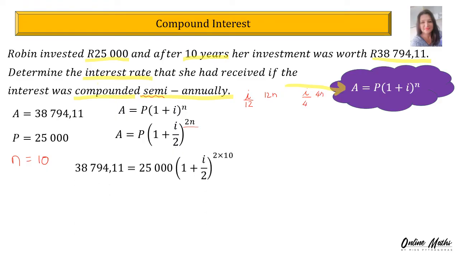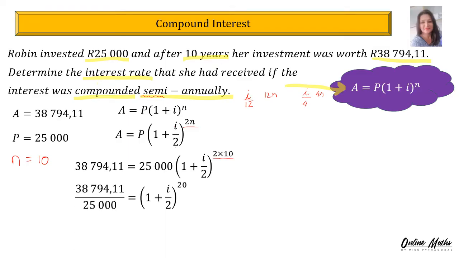Back to our sum. We substitute. In A's place, the final amount, the 38,000, equals P, the 25,000, bracket 1 plus i over 2, and then remember n was 10 years. Then we say 2 times 10 is 20, and I also divided the 25,000 both sides.